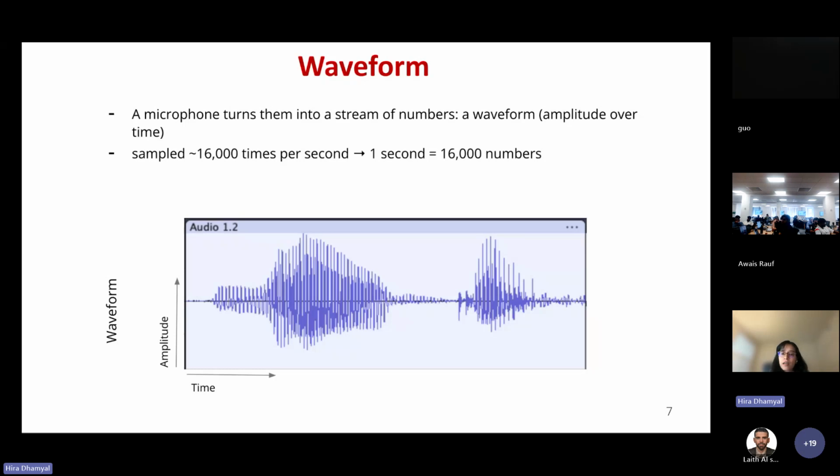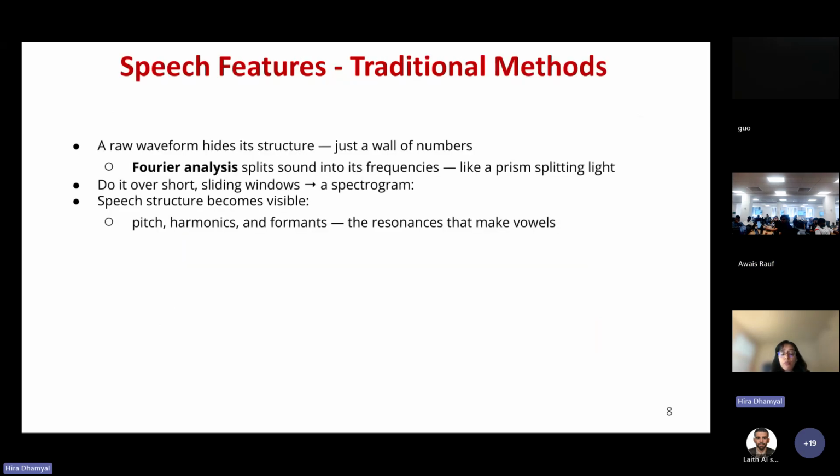An important concept in recording speech is the sampling rate. It is the number of samples that the microphone captures per second. So in this case, it is 16,000 times per second that it is capturing these numbers. So you will see per second there will be 16,000 numbers. However, a waveform is not the best representation of the signal. It is just a bunch of numbers.